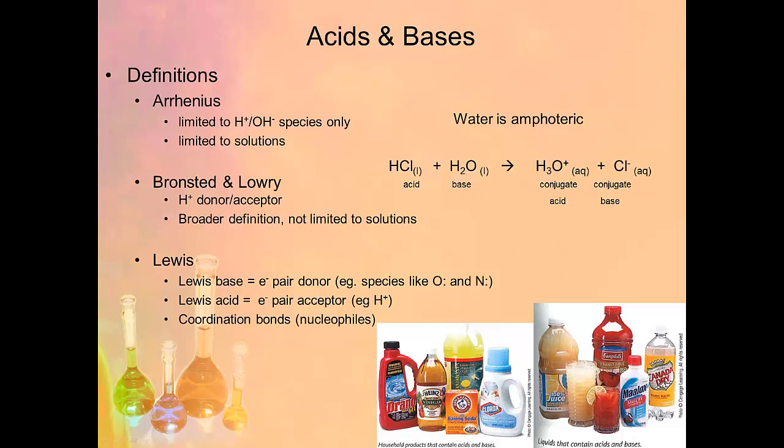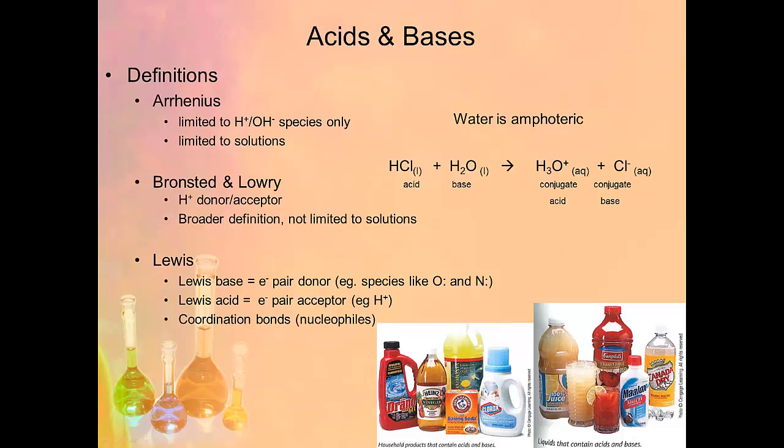Next is the Bronsted and Lowry definition, where acids and bases are defined as either hydrogen ion donors or hydrogen ion acceptors. So this broadens the definition. Okay, so we've got a much broader definition. So if something's a hydrogen ion donor, it can be a Bronsted and Lowry acid. And if something's a hydrogen ion acceptor, it can be a Bronsted and Lowry base. And this definition is now not just limited to aqueous solutions.